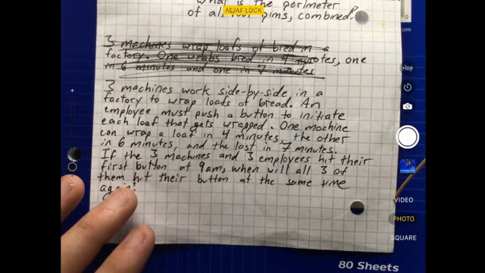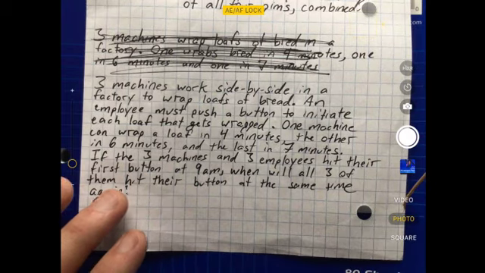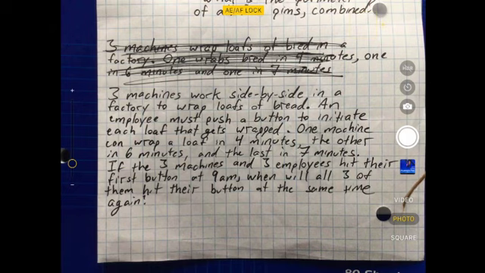So let me read it to you in case you're on mobile or whatever. 3 machines work side by side in a factory to wrap loaves of bread. An employee must push a button to initiate each loaf that gets wrapped. One machine can wrap a loaf in 4 minutes, the other in 6 minutes, and the last in 7 minutes. If the 3 machines and 3 employees hit their first button at 9 a.m., when will all 3 of them hit their button at the same time?